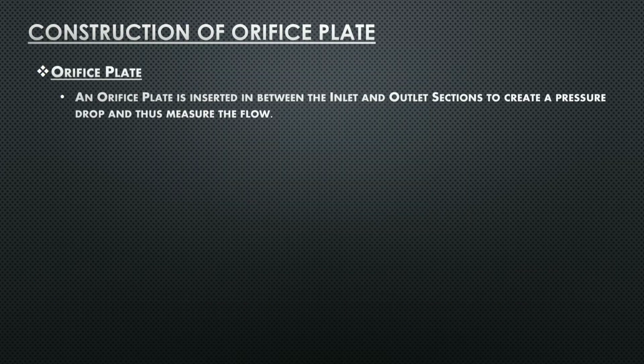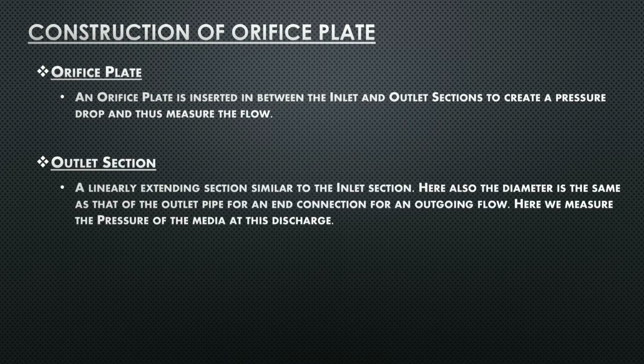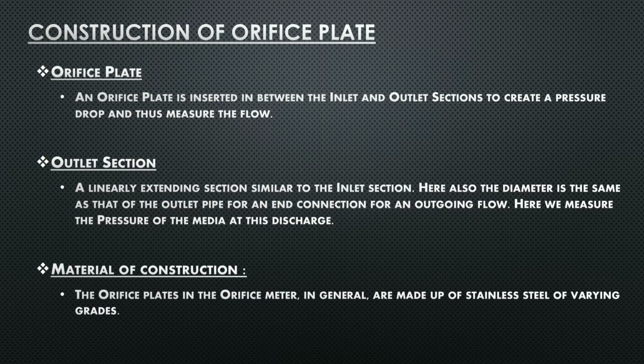Now the orifice plate. An orifice plate is inserted in between the inlet and outlet section to create a pressure drop and thus measure the flow. Outlet section, a linearly extending section similar to the inlet section. Here also the diameter is the same as that of the outlet pipe for an end connection for an outgoing flow. Here we measure the pressure of the media at this discharge. And the material of construction of orifice plate: the orifice plate in the orifice meter is generally made up of stainless steel of varying grades.